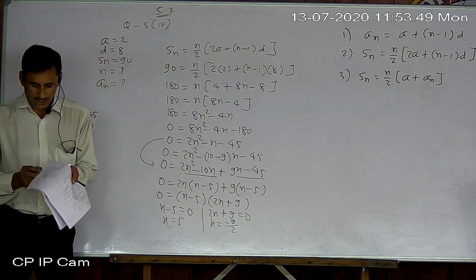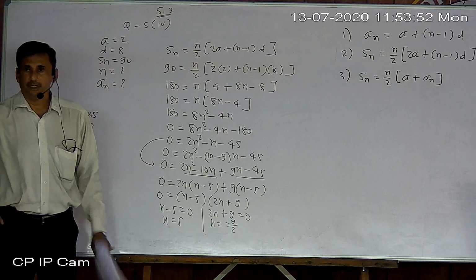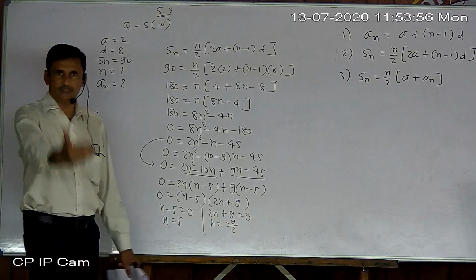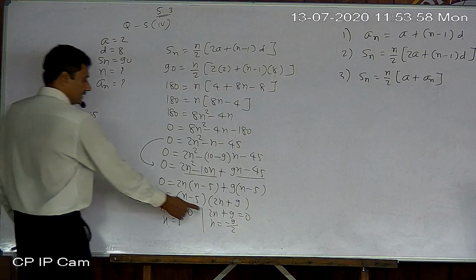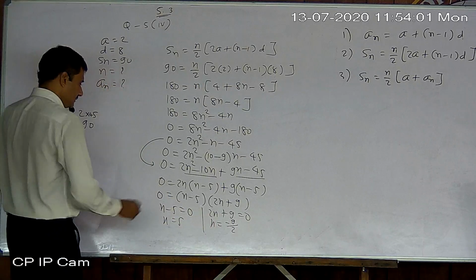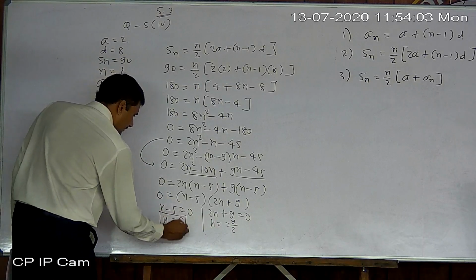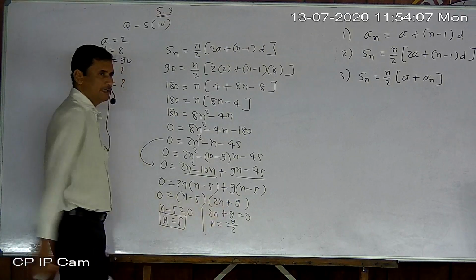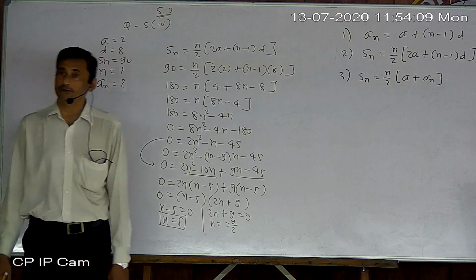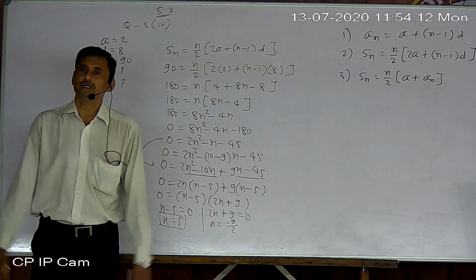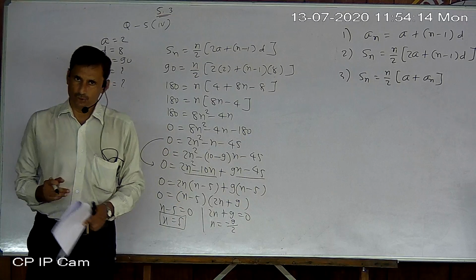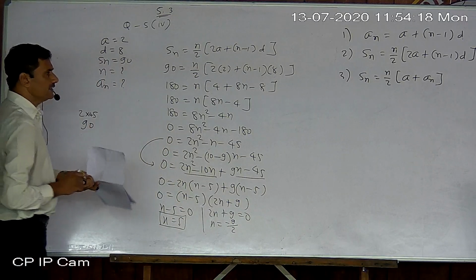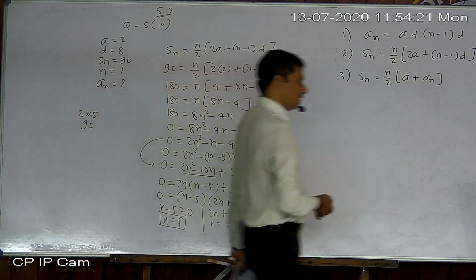But n can never be negative. n is always a positive integer. Why? It is the number of something. So this n is not possible. You just take n equal to 5 as the answer. Don't take n equal to minus 9 by 2, because n is never negative, never a fraction. It must be a positive integer only. Okay, so we got the first. After getting the first, very easily you can find the second variable.